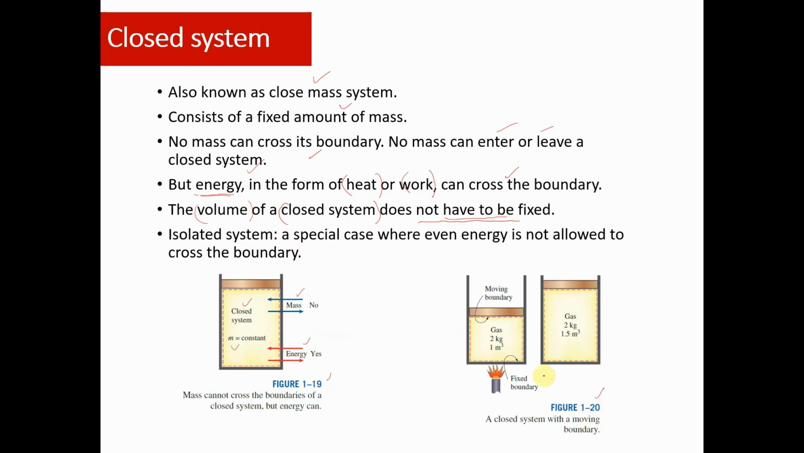Figure 120 here. This is a closed system with a moving boundary. Okay, for instance, this is a chamber in which the gas inside has a mass of 2 kg and the volume is 1 meter cubic. But once we heat up this chamber, the gas will expand from A to B. So this is still considered a closed system where the mass is still 2 kg. However, the volume now, instead of 1 meter cubic, is already 1.5 meter cubic.